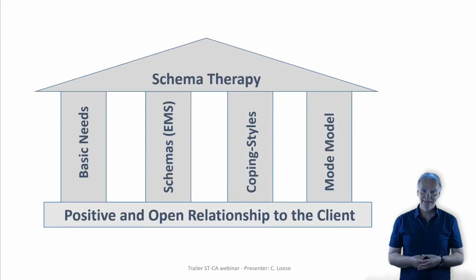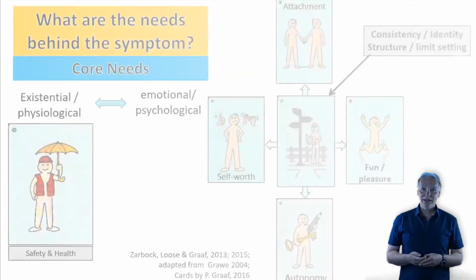The webinar, of course, covers the basic ideas, the main theory and concepts within schema therapy. The four main concepts are the needs, the schemas, the coping styles and the modes. All pillars are set on a very solid foundation, and that is relationship building. That is really important to understand. How do we explain that?